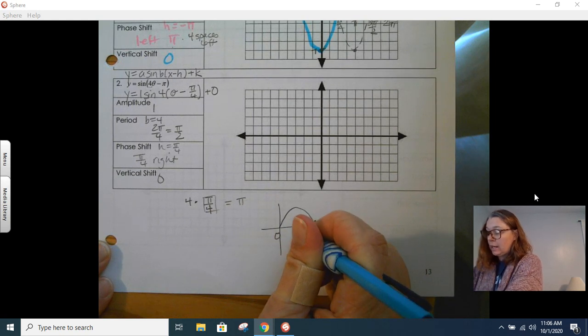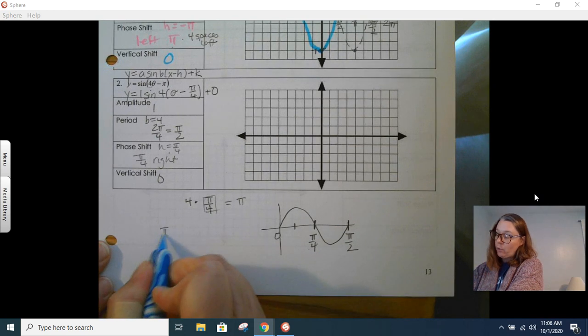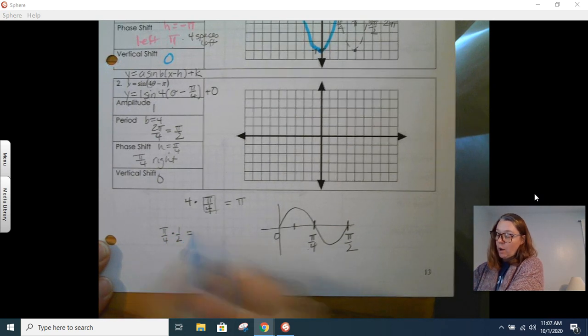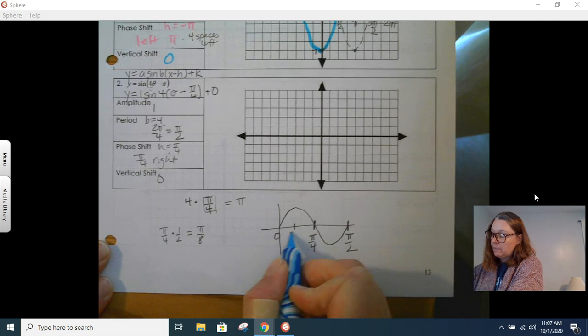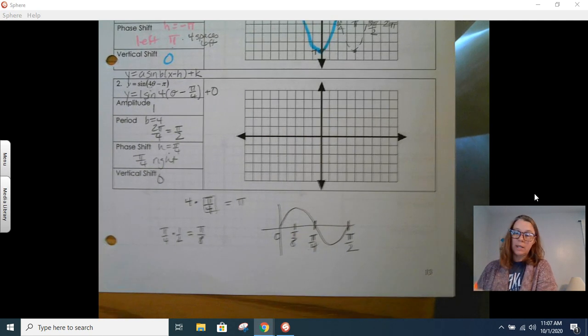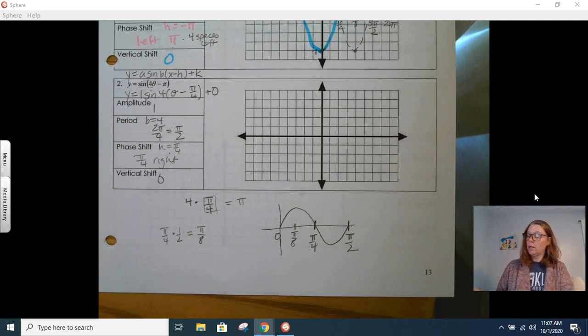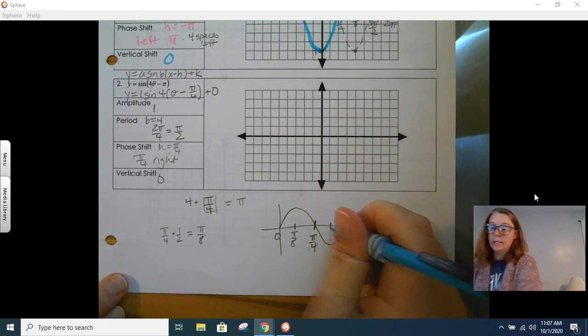Okay, if you're not sure how I'm getting that, you could always say, okay, pi over 4 times half is what? That's pi over 8. So that makes this pi over 8. Sometimes I like to think my scale out before I put it on the grid. Okay, and then people are always like, well, how do I get this next one?